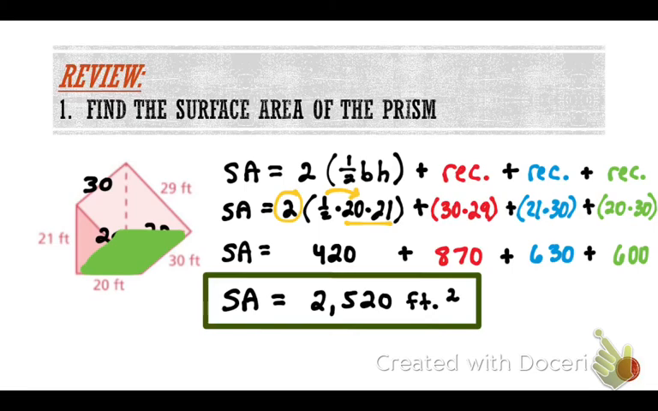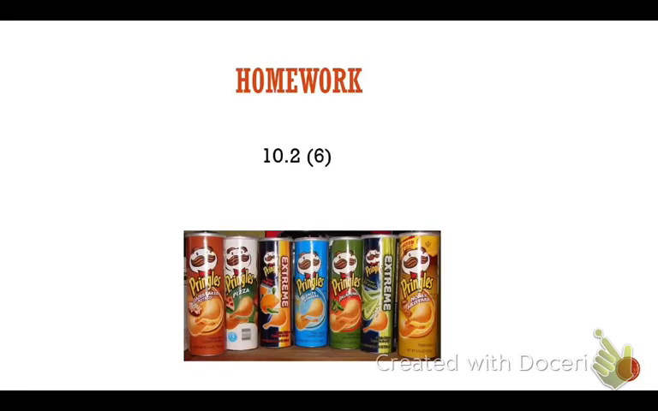All right, excellent. So tonight's homework is 10.2. We just did the first problem together, which means you only have 5 problems left for homework tonight.